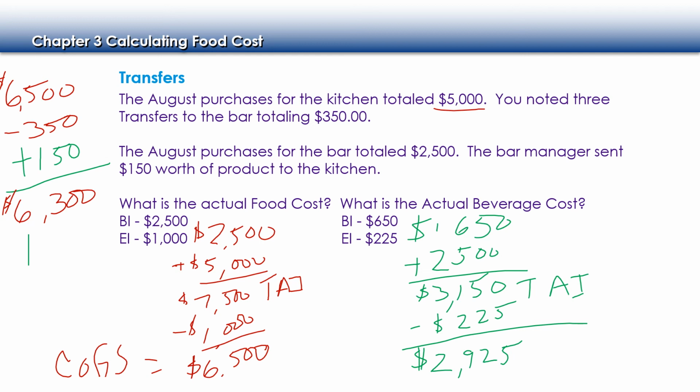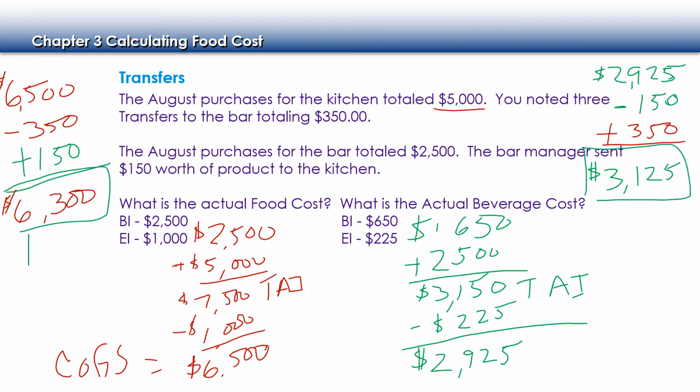Now let's go to the beverage side. On the beverage side, we have $2,925, and we are going to subtract our $150 that went to the kitchen, but we're going to add in our $350 that came from the kitchen. So in this case, we're going to be adding 200. And so when we add 200 to our number, we have $3,125. This gives us our actual cost of food sold and our actual cost of beverages sold.